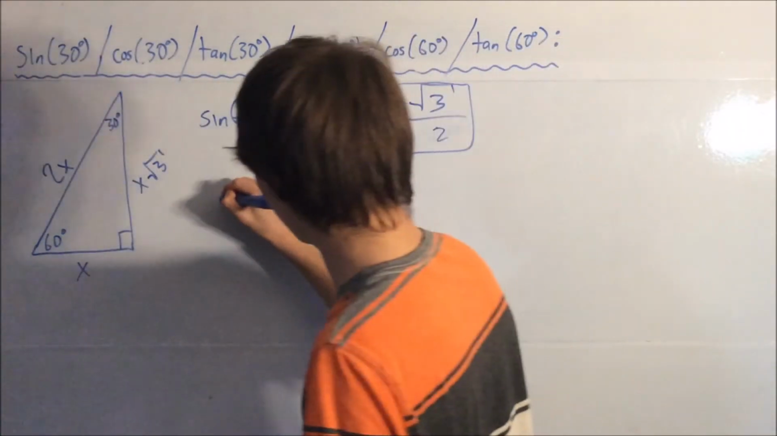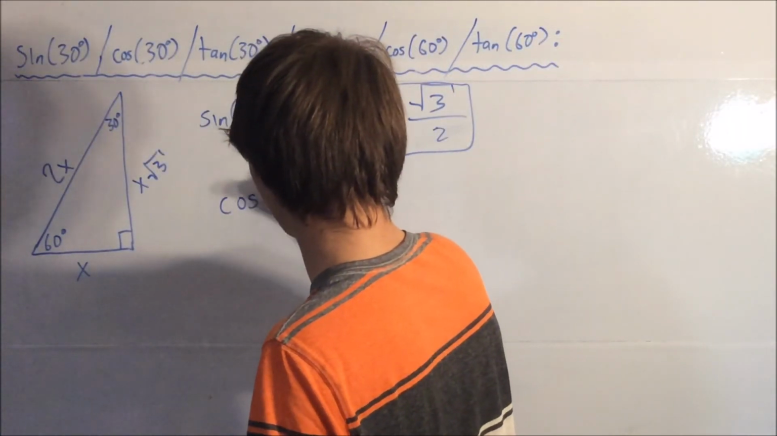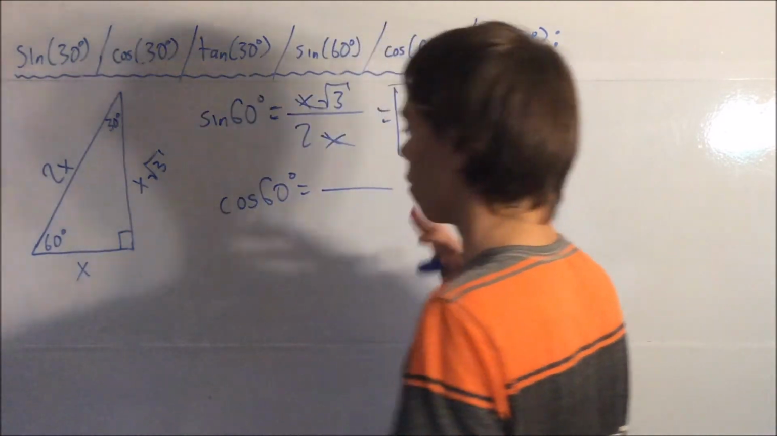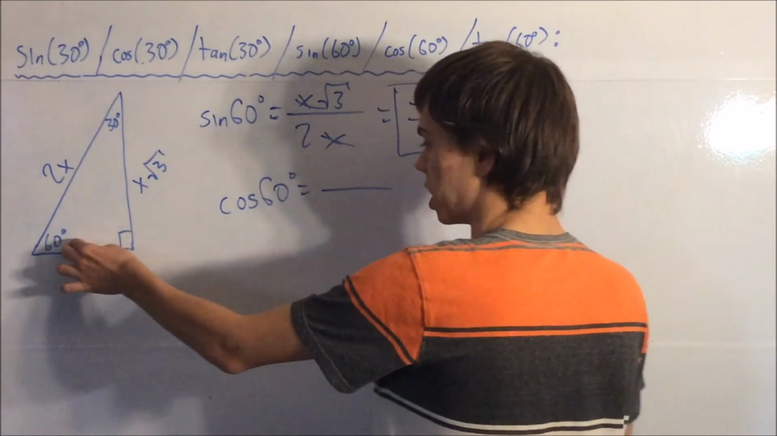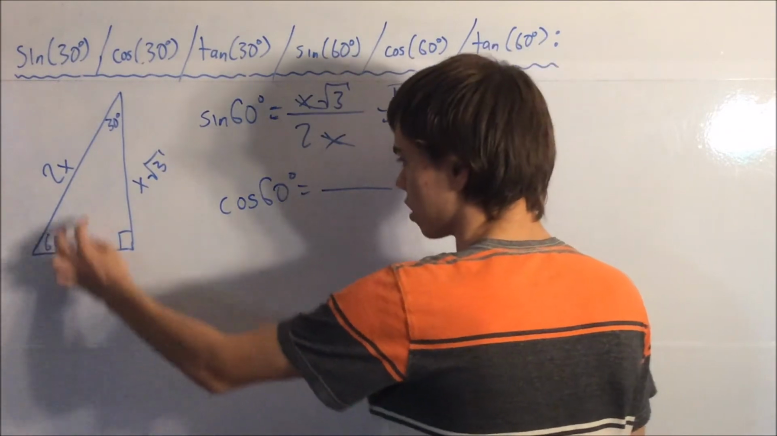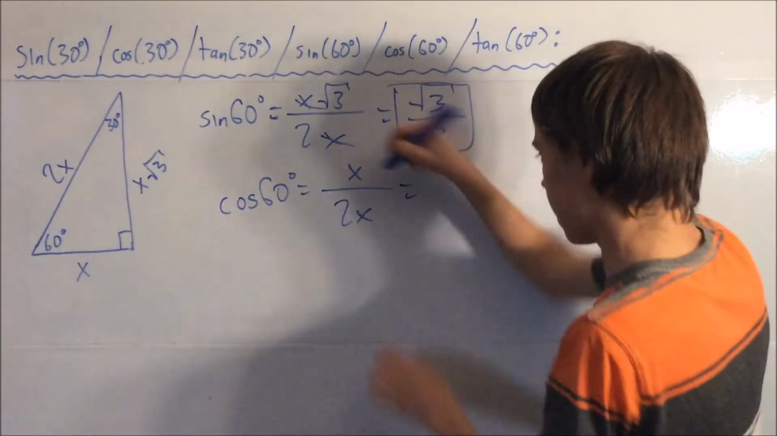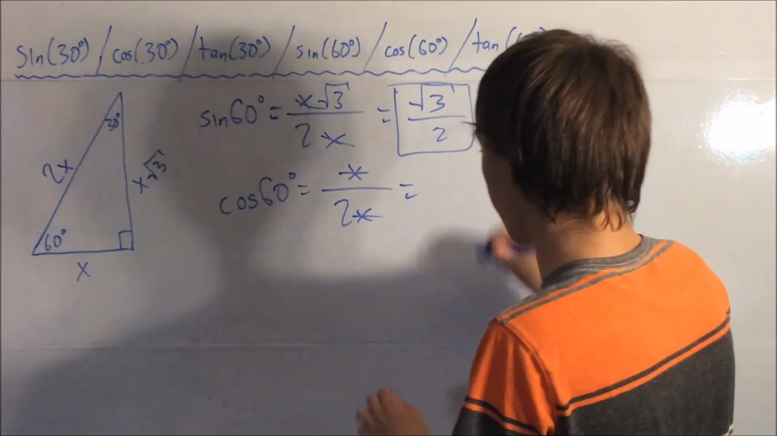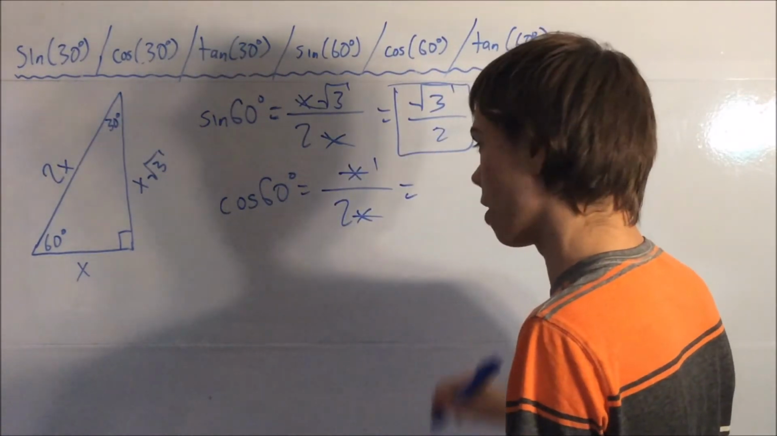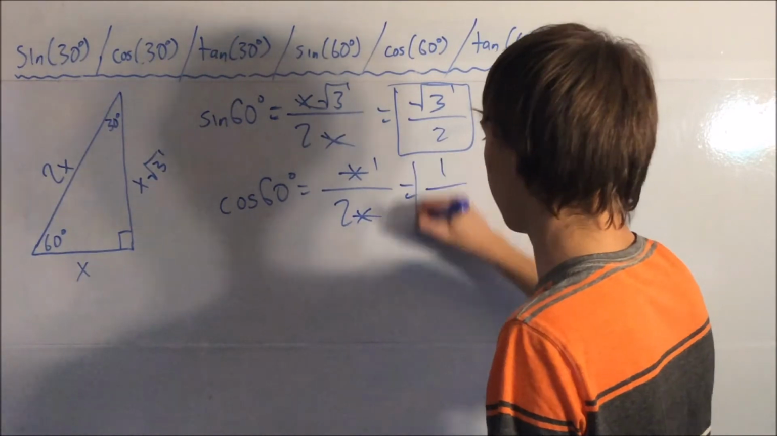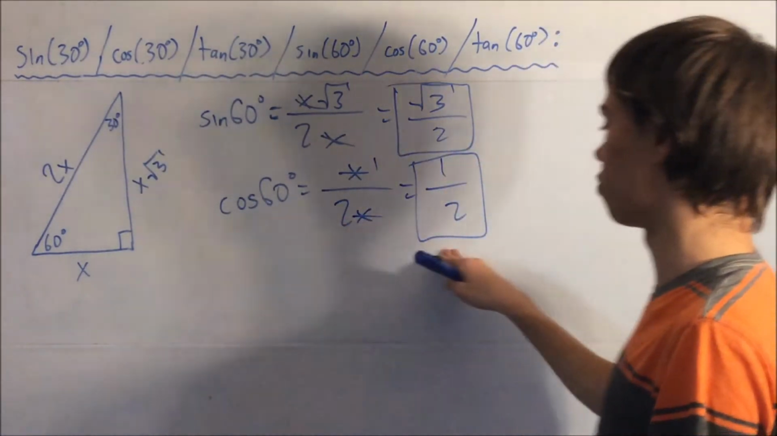All right, next let's do cosine of 60 degrees. Now, remember, focusing on this angle, we're doing adjacent over hypotenuse, x over 2x. Now, x over 2x, the x's cancel out, and you're left with a 1 in there, and so we get 1/2. So the cosine of 60 degrees is just 1/2.